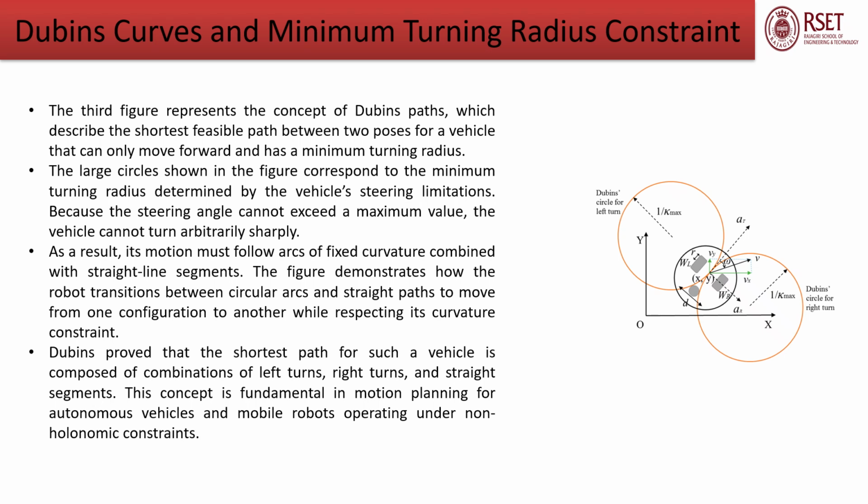This means optimal motion is not random but structured. The large circles shown represent the minimum turning capability. The robot transitions between arcs and straight lines to reach its target efficiently. Dubins paths are widely used in autonomous vehicle navigation, UAV path planning, and parking systems. They ensure the planned path is physically achievable.